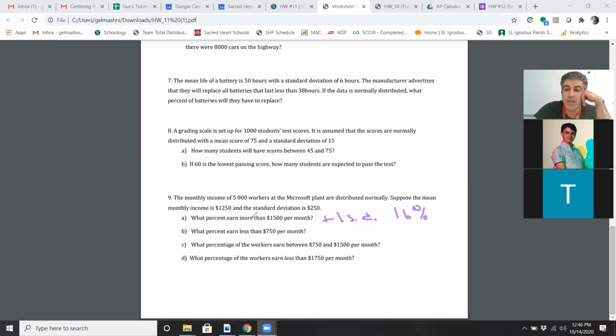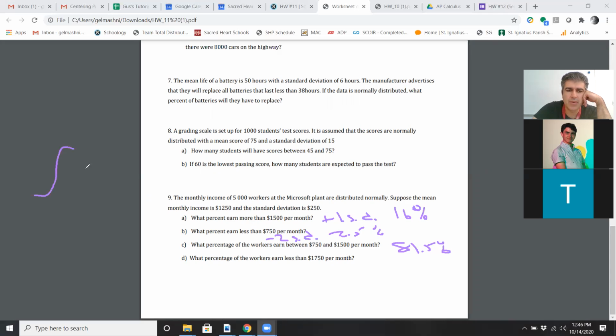What percent earn less than $750 per month? So that's minus 2 standard deviations. So that's 2.5%. You're on the far left. What percent earn between 750 and 1,500? So that one's a little bit weird. I think that's going to be 81.5%. I'll show how I got that.